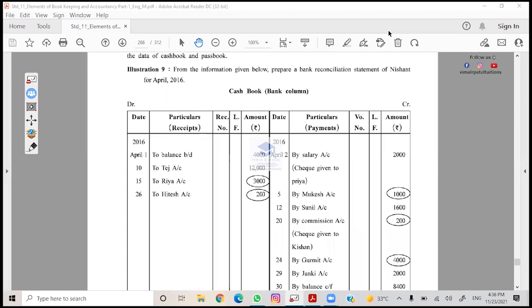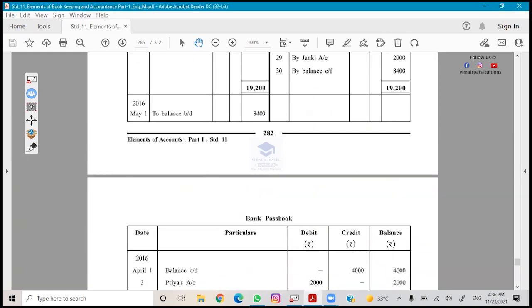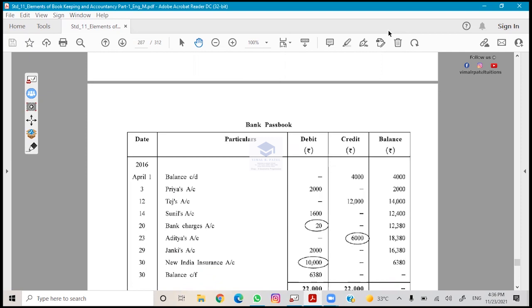Illustration 9. From the information given below, prepare bank reconciliation statement of Nisha. Instead of giving you transactions or particulars of the statement, they have given an extract of the cash book bank column and details of the passbook. From that, you have to prepare the bank reconciliation statement.